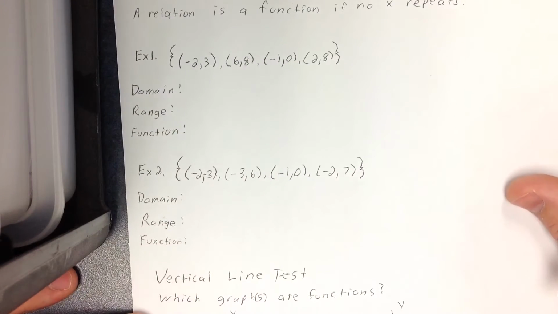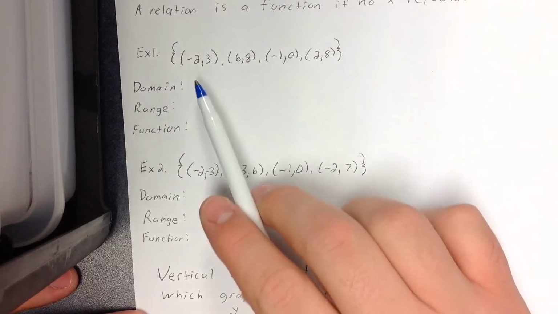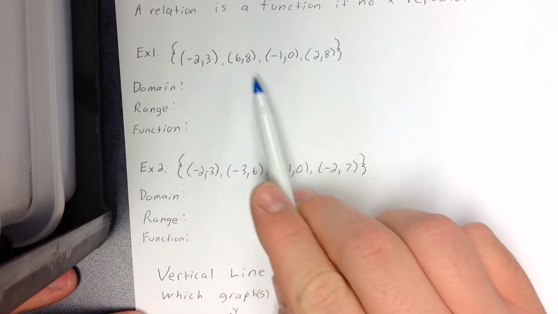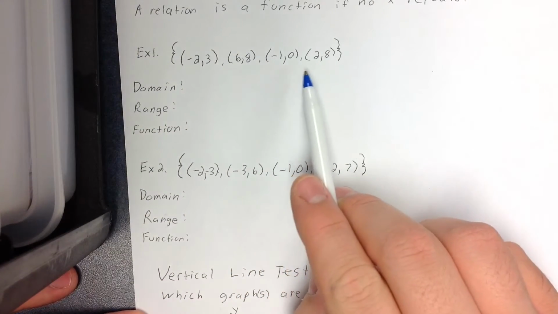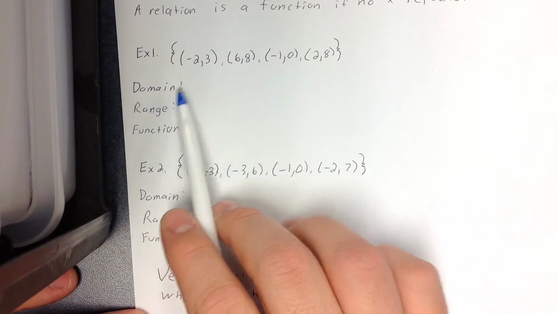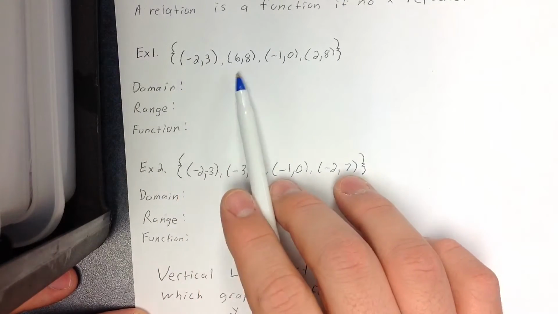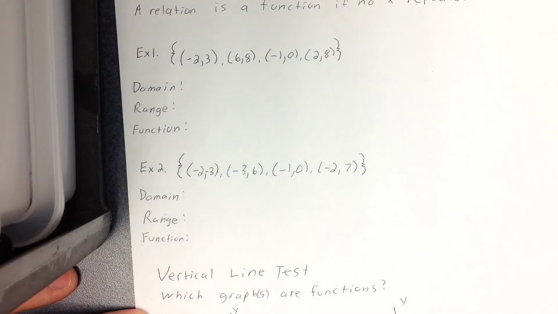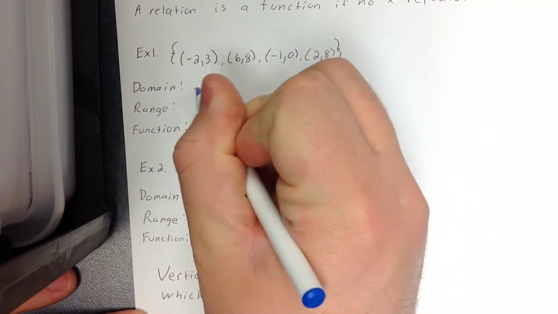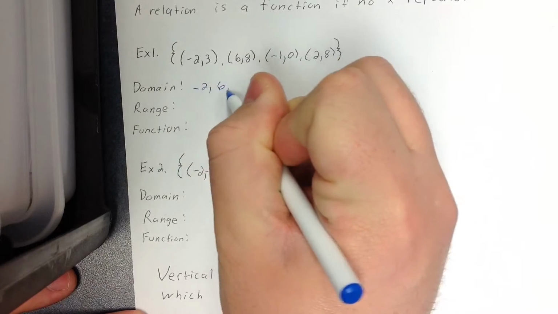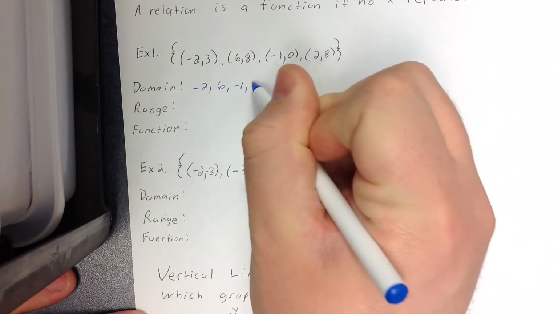So in the first example, we're given a set of points: (negative 2, 3), (6, 8), (negative 1, 0), and (2, 8). My domain is just all the x values. And again, all the x values are the numbers that come first in each parentheses. So my domain would be negative 2, 6, negative 1, and 2.